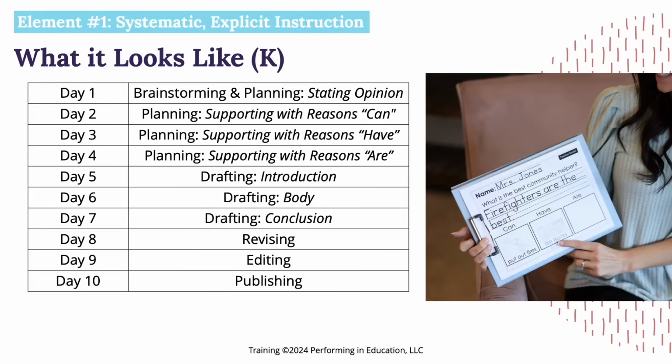Okay, so let's look at what systematic explicit instruction looks like. I'm not going to go over every single grade level, but I have a couple different ones as an example. This is kindergarten, so this is breaking down a writing piece into 10 days. So we have brainstorming and planning. We have a couple other planning pieces.